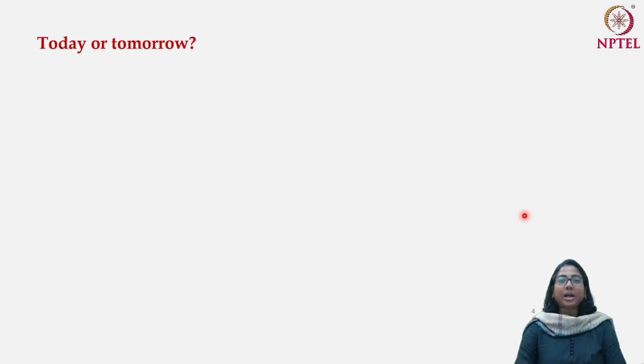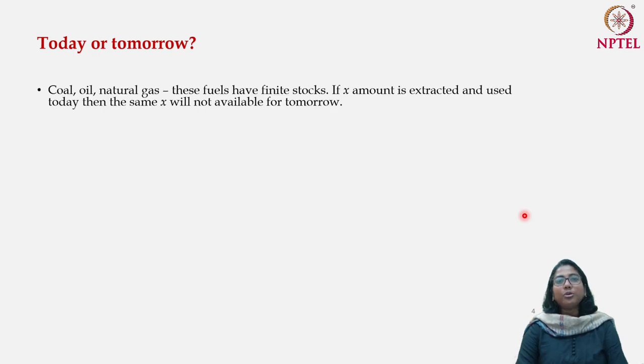The main question that we ask in the context of non-renewable resources is today or tomorrow. If you look at coal, oil, natural gas, this kind of fossil fuels, they have a finite stock, which means if you take out some X amount today and consume it to carry out economic and other activities, this amount will not be available for tomorrow's use. Therefore, we start with the question whether to extract and use it today or to extract and use it tomorrow.